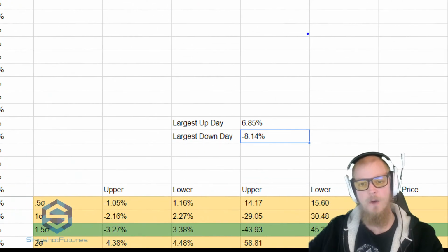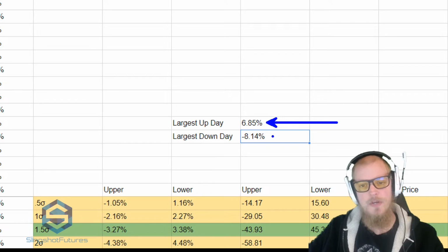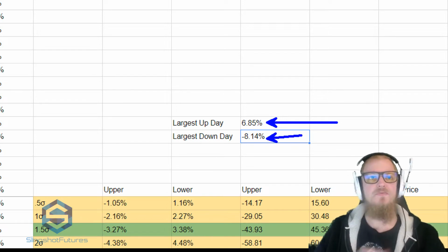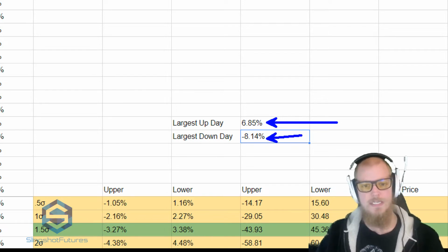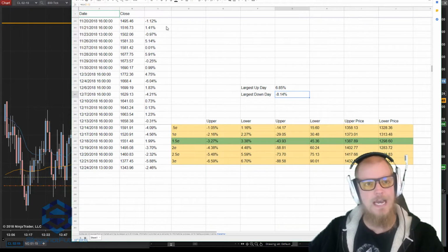And this is what I was talking about. Largest up day on Amazon over the past year is 6.85%. The largest down day is 8.14%. Fear causes larger moves, and we see that on pretty much everything. It doesn't matter what you type in here.